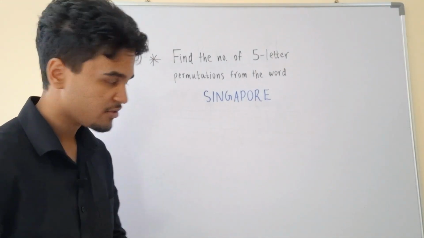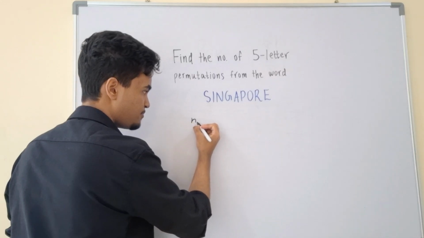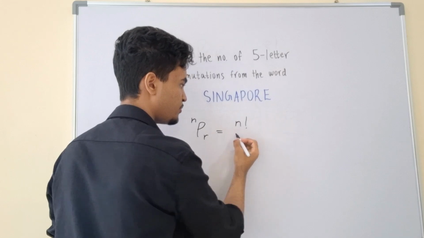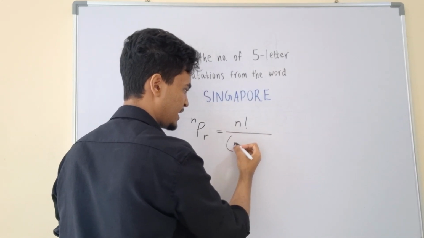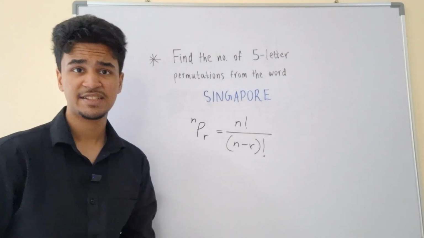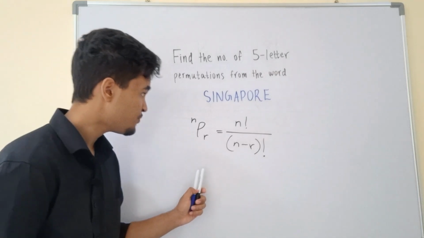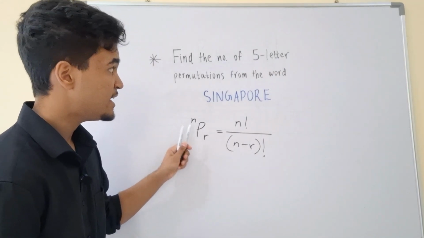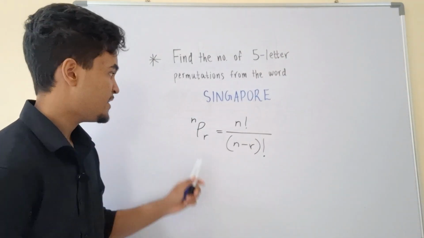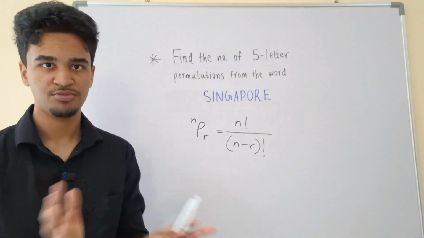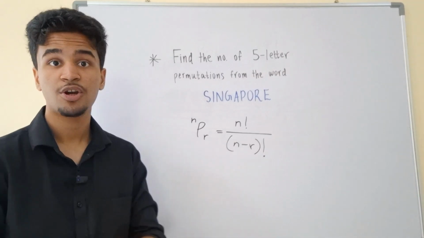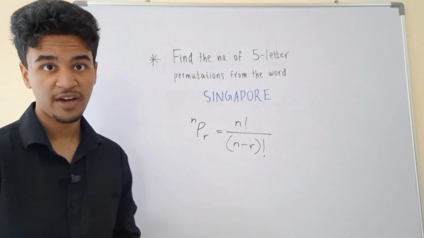So for that, you're going to have to follow the formula nPr equals n factorial over (n minus r) whole factorial. Now, what does this formula actually mean? To decode this formula, we're going to look at the letters. N is for the total number of objects you have. In this case, it is 9. And then P just stands for permutations. It doesn't have any value. R stands for the letters that you're going to be arranging. So in this case, it is 5 letters.